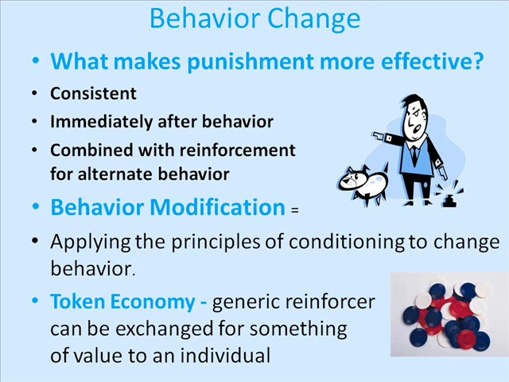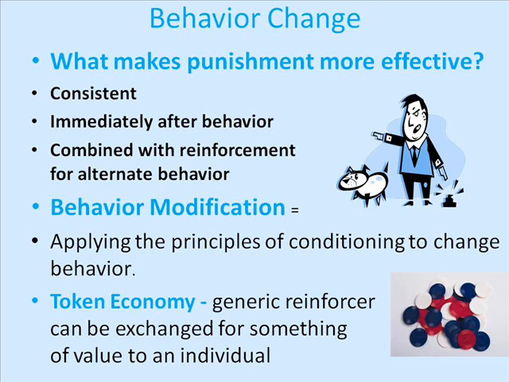Objective number 8 asks you to define behavior modification. Behavior modification is a systematic application of the principles of conditioning to changing behavior. It's frequently used in an institutional setting such as a school, a prison, a juvenile detention facility. A token economy is a particularly effective way of using behavior modification because it takes into account the concept that different people are reinforced by different things.